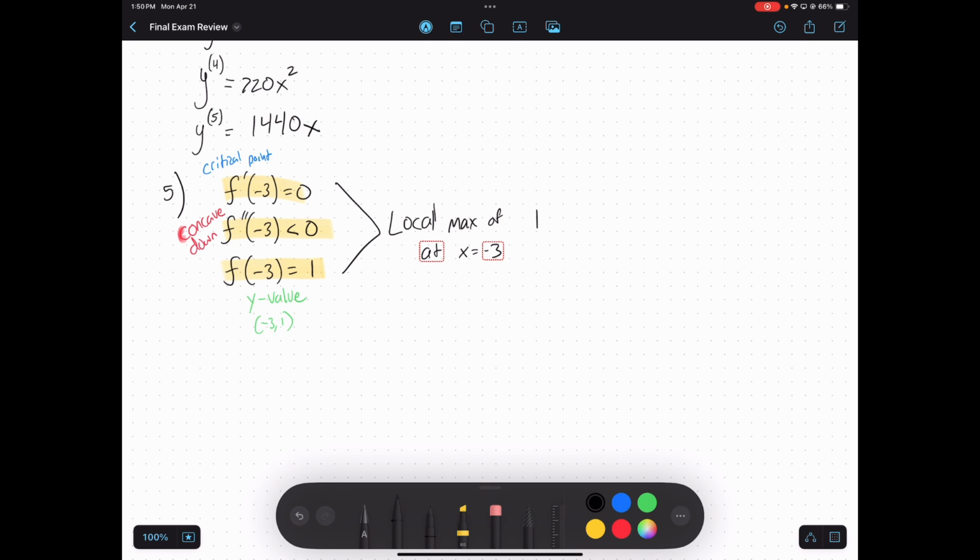So let's look at the next information they give us. So after that, it tells me that f prime of 1 is equal to 0, f double prime of 1 is greater than 0, and f of 1 is equal to negative 5. So, in a similar way, I can summarize all of this information by saying what? What conclusion can I make about x equals 1?